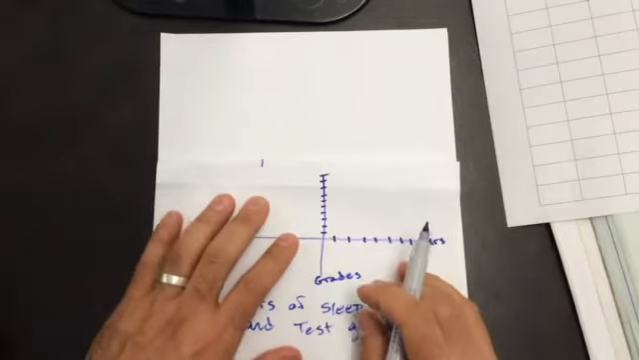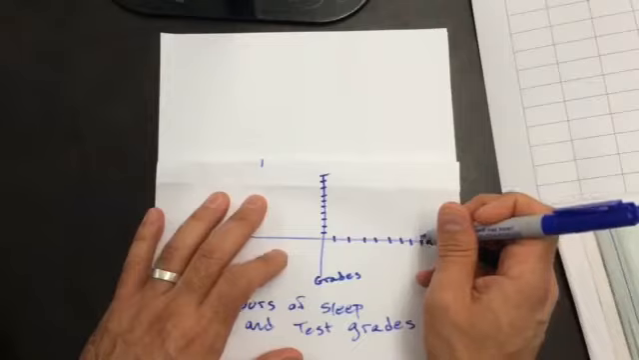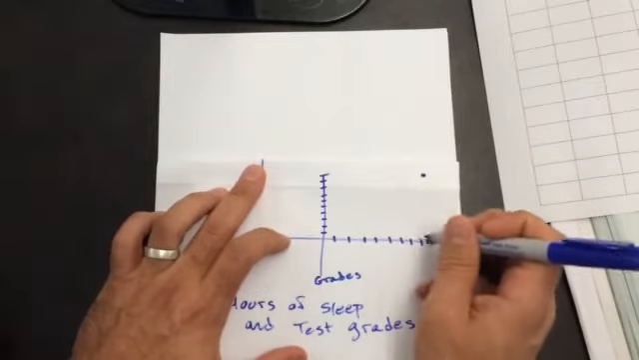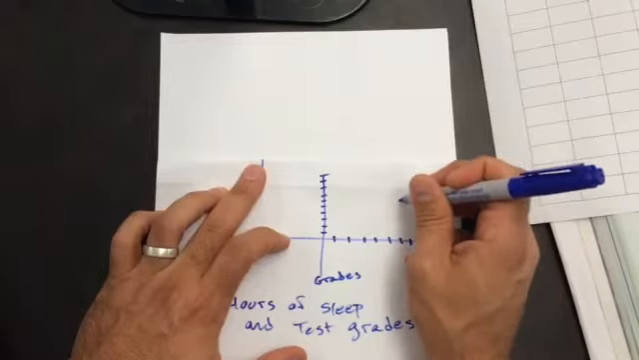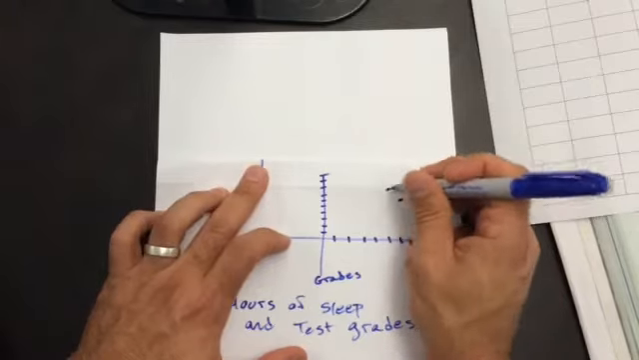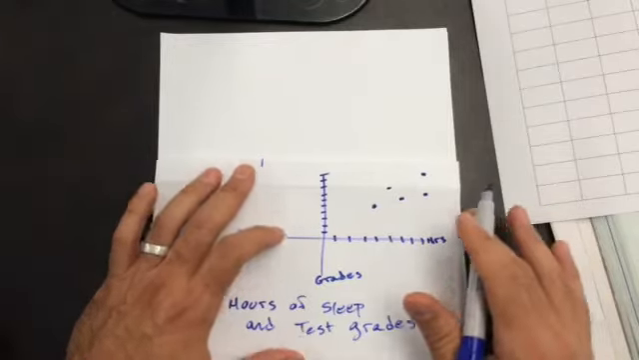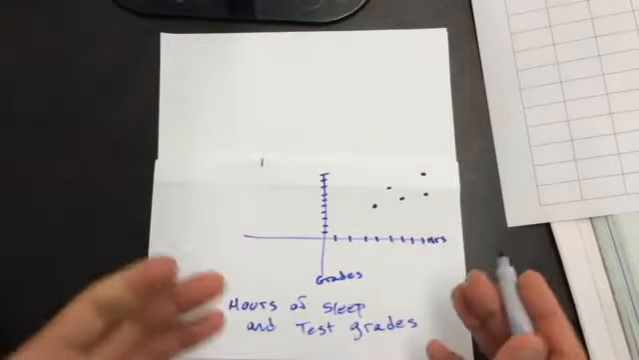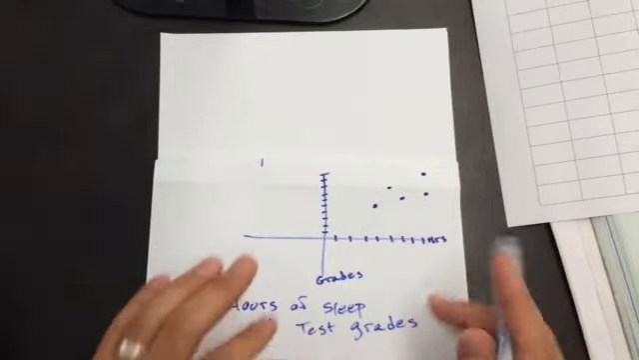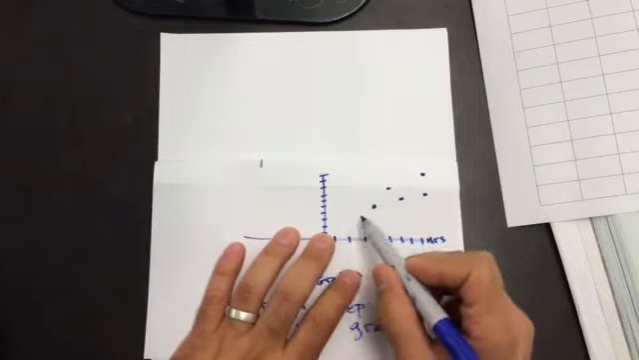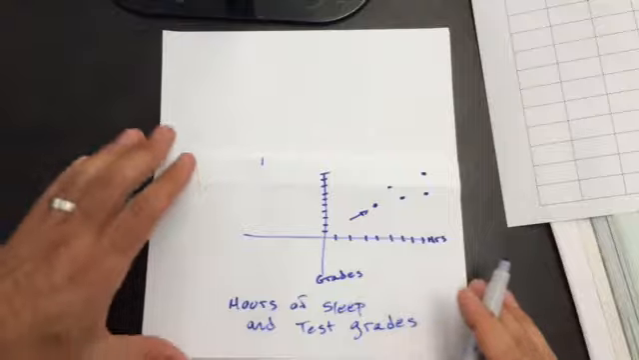90, 100. And so we say that one person took the test, they slept for 8 hours and they got a 100. Well, somebody else slept for 8 hours and they got a 70. Well, somebody else slept for 6 hours and they got a blah, blah, blah. So we're just putting the data in here as it shows up. So these are a bunch of different points that represent different people's amount of sleep and their test grade. Right now, there's no connection between these. But if I look at it, I can kind of tell that it's going up and to the right. And that's called the correlation.